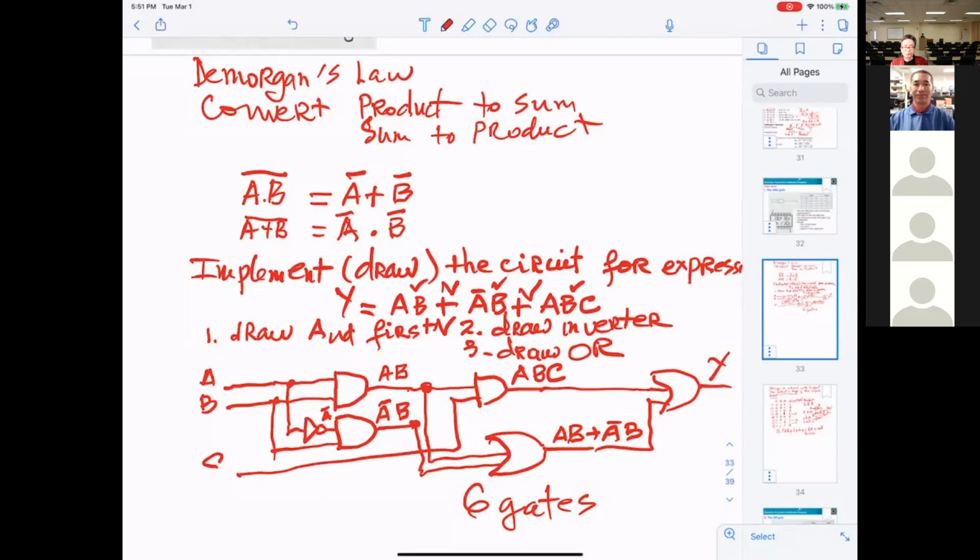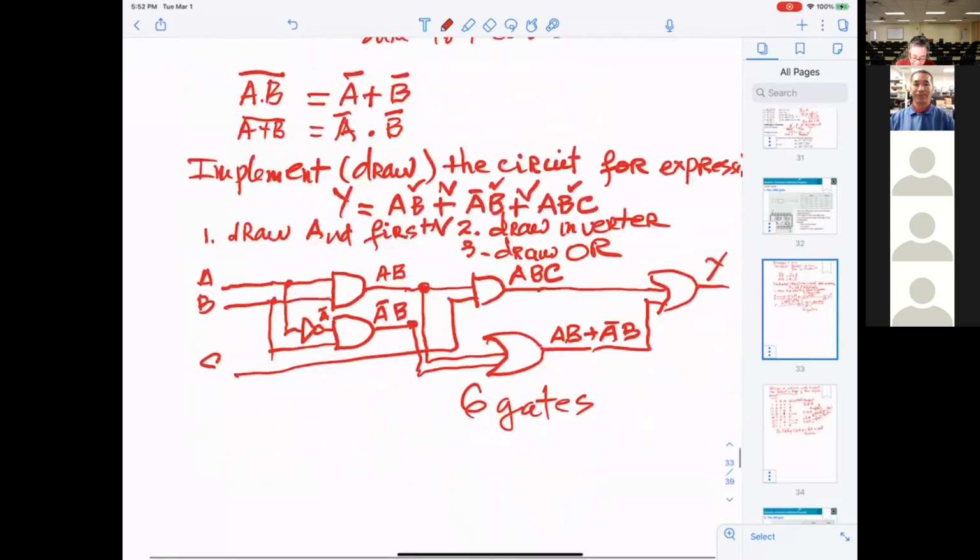So that will let you know: if you get an expression you want to implement, you can draw the circuitry. And you have to follow the rules. Draw the AND first, then the inverter, and finally it will be all good. If you get any question or confusion, just bring it up to me.